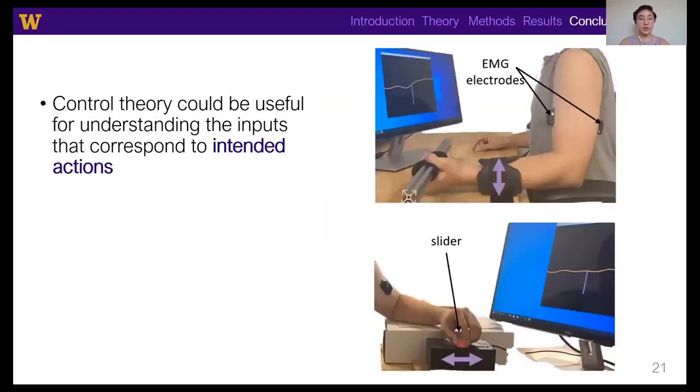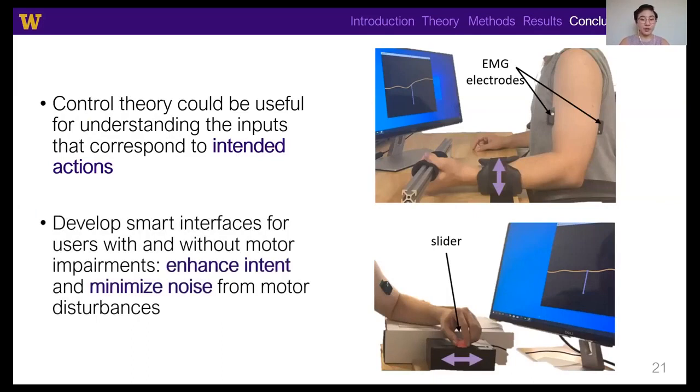In conclusion, control theory could be useful for understanding the user inputs that correspond to intended actions, separate from correcting errors arising from motor disturbances. In the future, we eventually hope to develop smart interfaces for users with and without motor impairments that can enhance their intent while minimizing noise from motor disturbances.